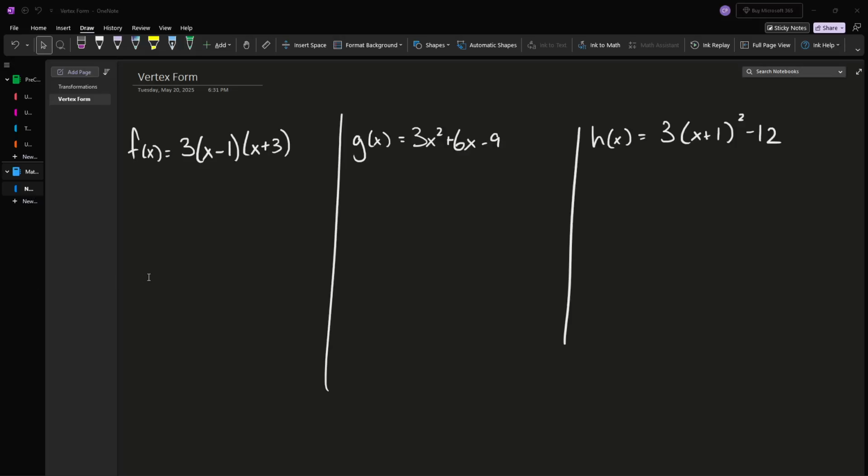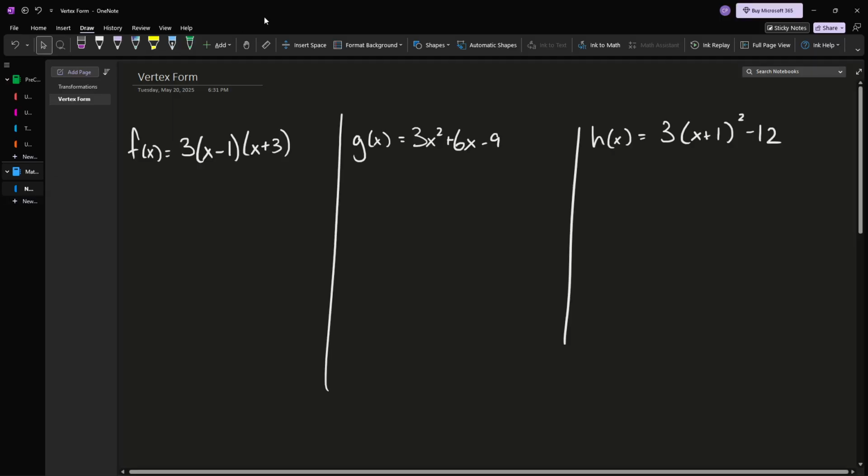Hi, welcome to 7.4. We're going to talk about different ways of seeing the quadratic function. So here are three functions, and a little spoiler, they are all the same function. But I have f of x, g of x, and h of x. And let's go through each one and see what bits of information we can get from each one.